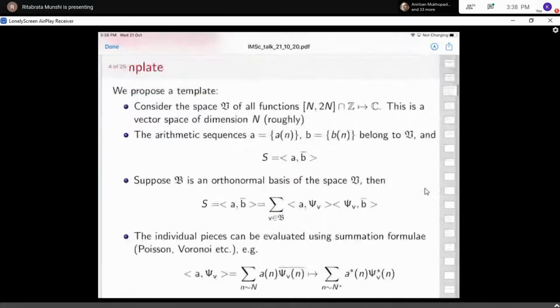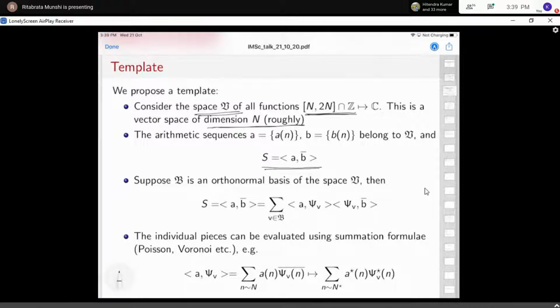Now I'm going to present a template which I'm going to use to get some results in this direction. What is the idea? The idea is that we're studying the correlation, or looking at the inner product of two arithmetic functions. Let me start with the space of all such functions. So V is the space of all such functions. It's a vector space of dimension N, roughly speaking, because we have N many integer points in this range. And the sum we are interested in can be written as the inner product of A and B bar. It's the usual Euclidean inner product.